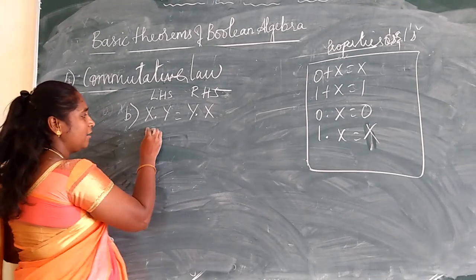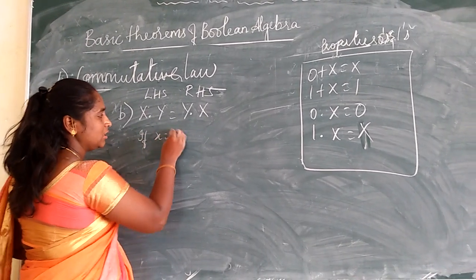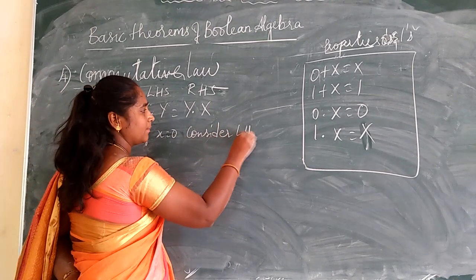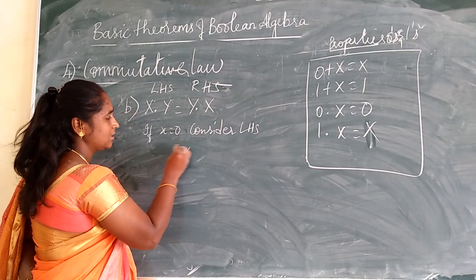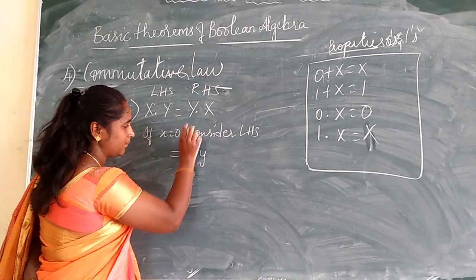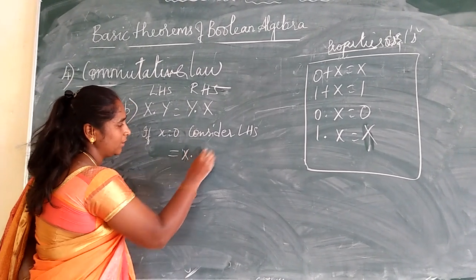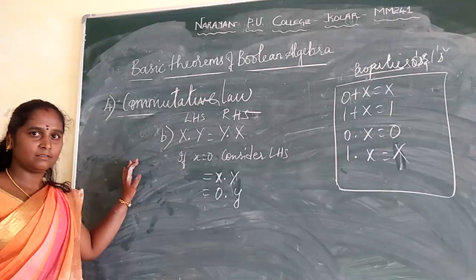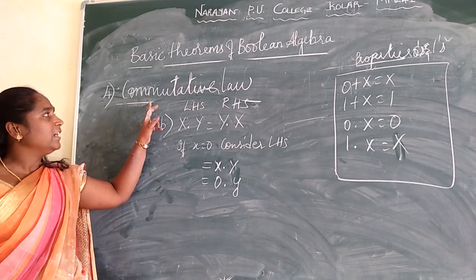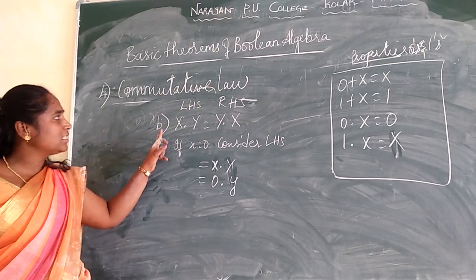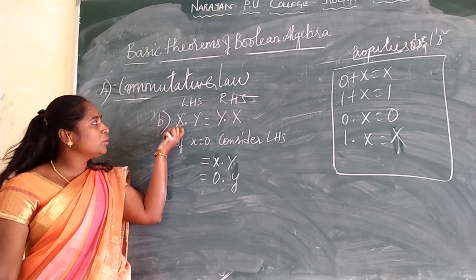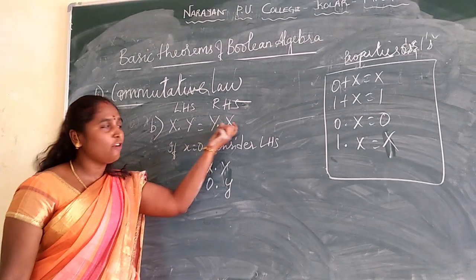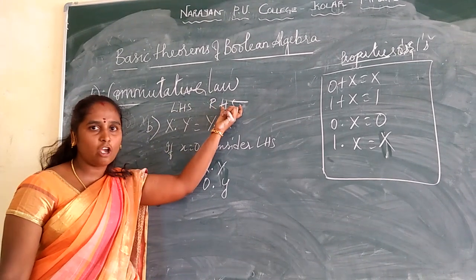First time, if x is equal to 0, consider LHS. So what is LHS? It is equal to x dot y. In place of x, you are going to substitute 0. And under the commutative law, the second rule is using an AND operator, you are going to prove that x into y is equal to y into x. You have to prove that LHS is equal to your RHS.